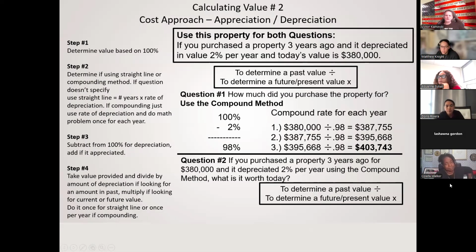What's the first step in trying to figure out value? Take 100 minus 2%. It starts with 100%. So 100% minus 2 because we're doing the compound method. If we did straight line, we just take rate of depreciation times the number of years, but we're doing compound method. So 100% minus 2% is 98%. And then what?